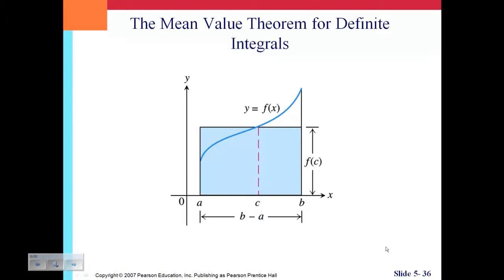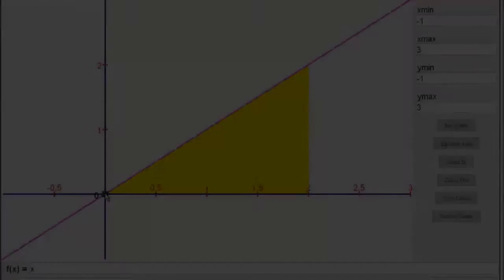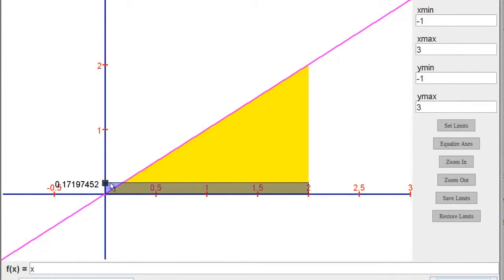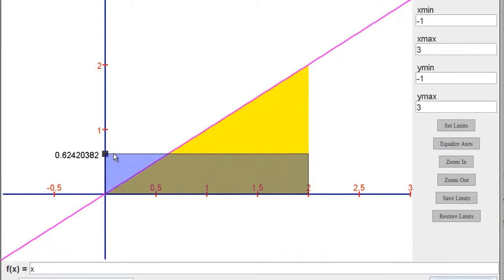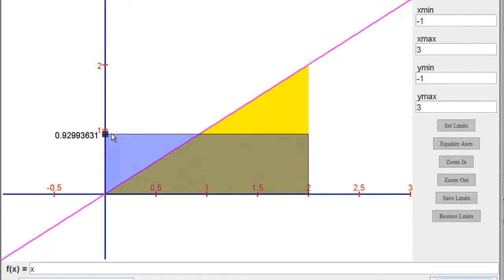The mean value theorem states that there exists a value f of c which represents the height of the rectangle, and when multiplied by the interval will be equal to the definite integral of the function on that closed interval AB. For the function y equals x on the closed interval [0, 2], there exists a y value that is the average value of the integral.